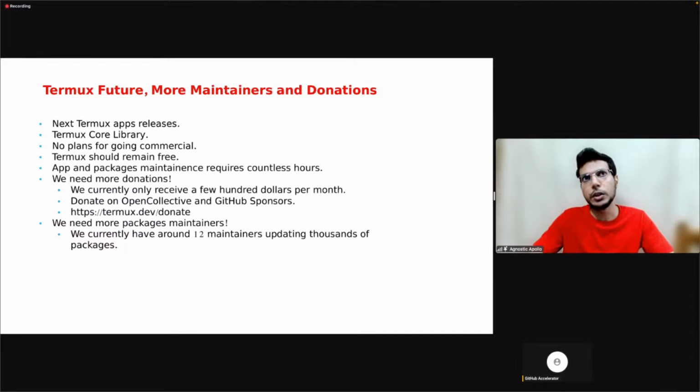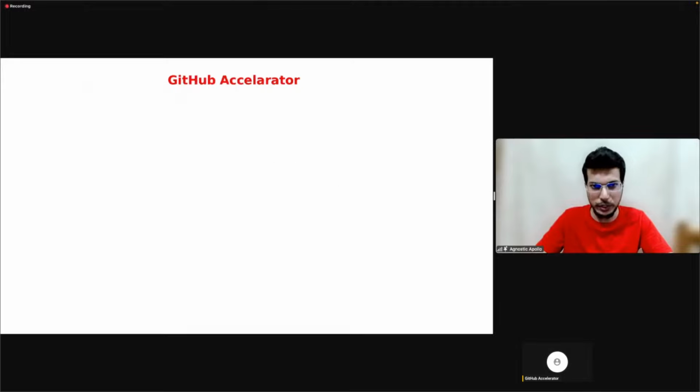We also need a lot of package maintainers. We have like 12 active package maintainers, and they are maintaining a few thousand packages, updating them. So that's a lot of work for them. So we really need more developers as well. We also need app developers in future, because we also have a lot of plugin apps, so they need work as well.